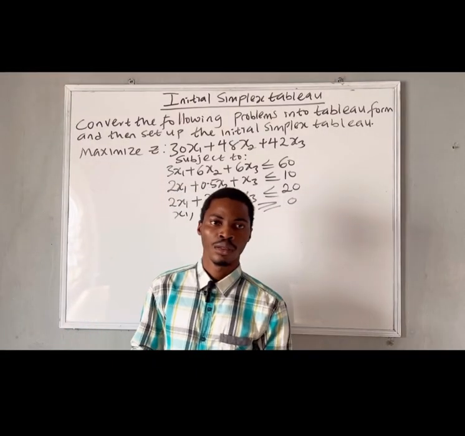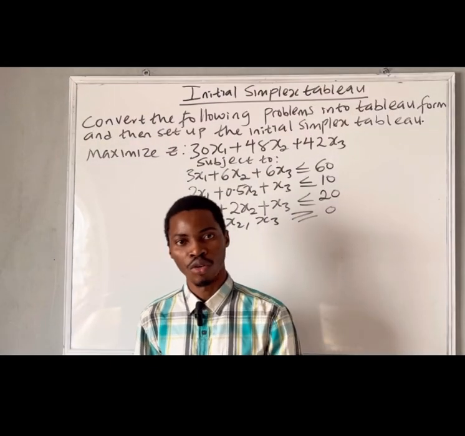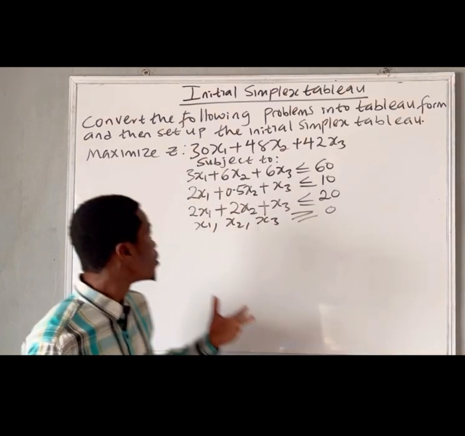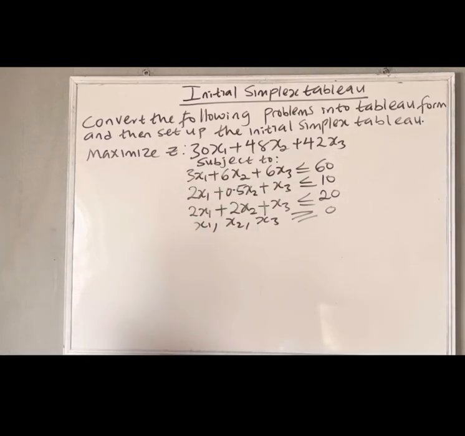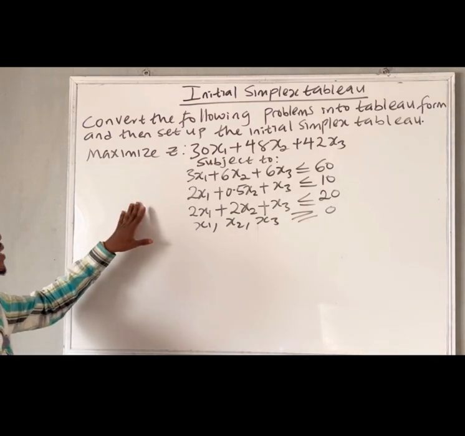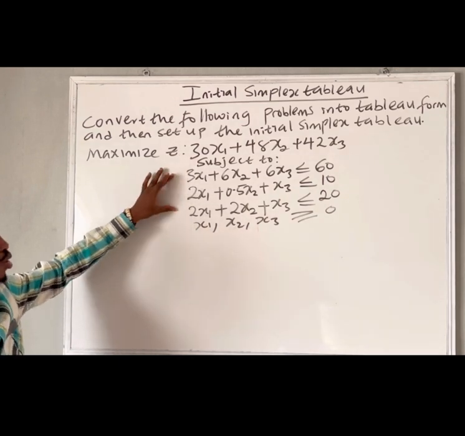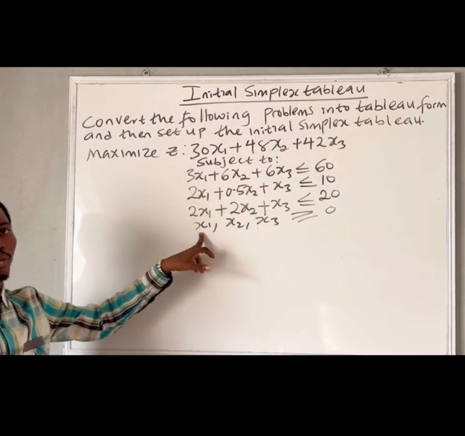Hello viewers, today we will talk on the initial simplex Tableau, and we have a question on it. Convert the following problem into Tableau form and then set up the initial simplex Tableau. So we have been given: maximize z = 30x1 + 48x2 + 42x3. This is the objective function, and these are the constraints.